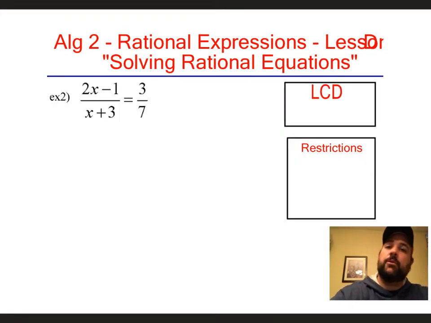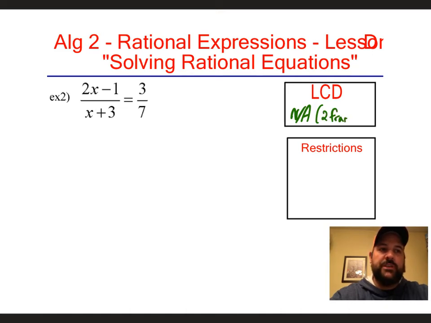All right, so here's what we're going to do. In number 2, we have (2x minus 1) over (x plus 3) equals 3 over 7. So my first step is always going to be to look for the LCD, unless I have a case like I have here. I'm going to say the LCD is not applicable because we only have 2 fractions. If I had more than 2 fractions, then I would be looking for the LCD. But in this case, I'm just going to use that process of cross multiplying.